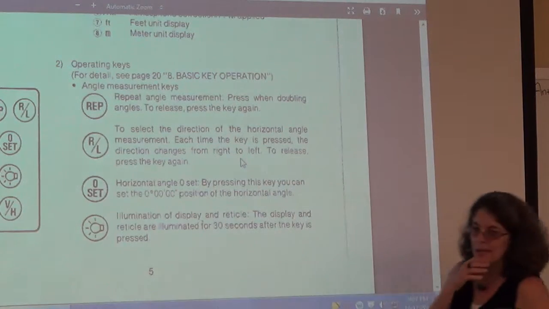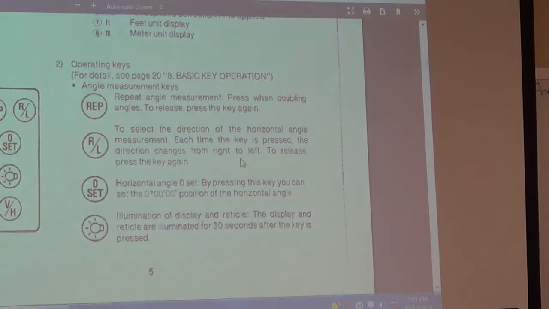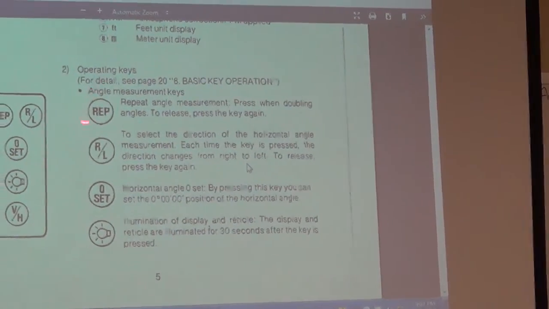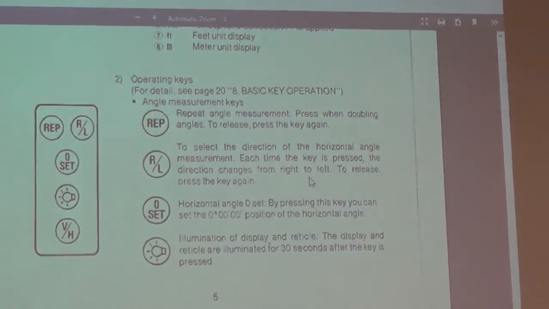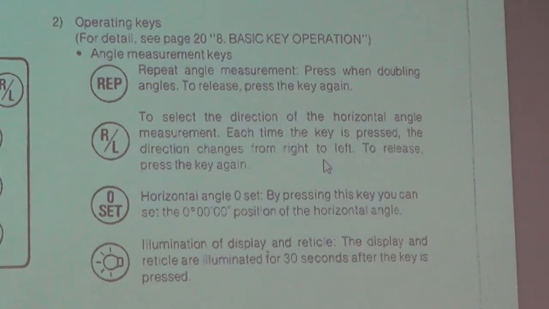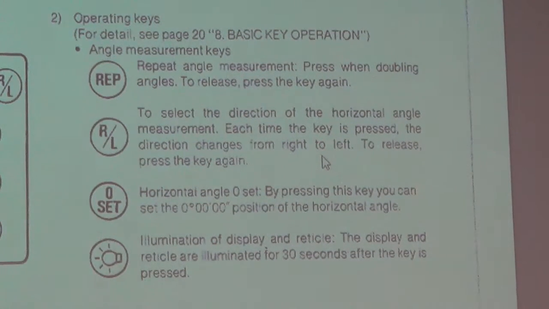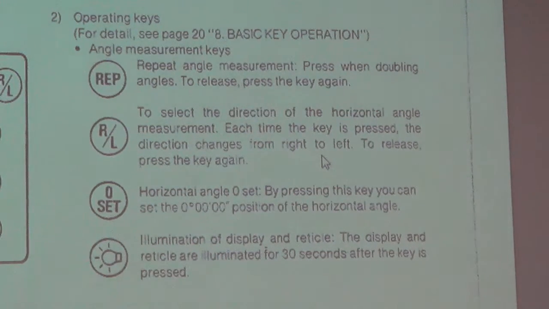And here, R and L, what do you think that means without reading it? Right or left: turning the angle left, angle to right. What's REP? Repetition. You have to press that button first to tell the computer that you're doing angle by repetition. Then 0 set. I've never had to use the light. Here's repetition, right or left, 0 set.